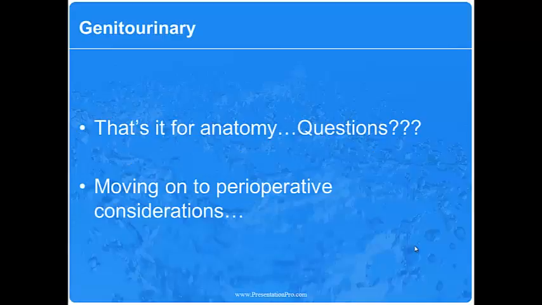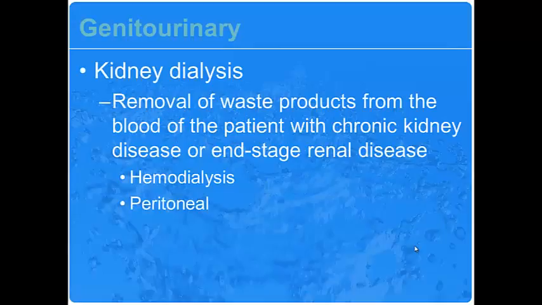That's the anatomy involved in urology. From here, we will move toward perioperative considerations that we surgical technologists must make for our patients. You'll remember from a previous slide that the kidneys are very important because they filter toxins from our blood.